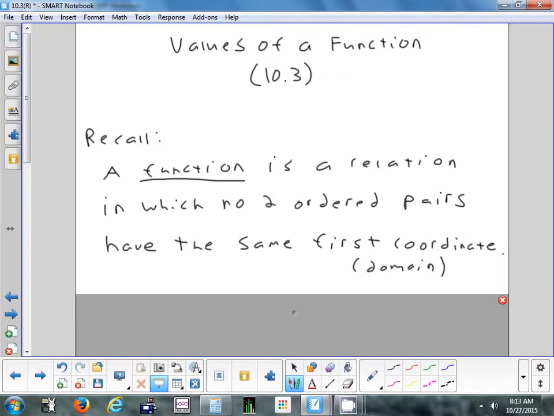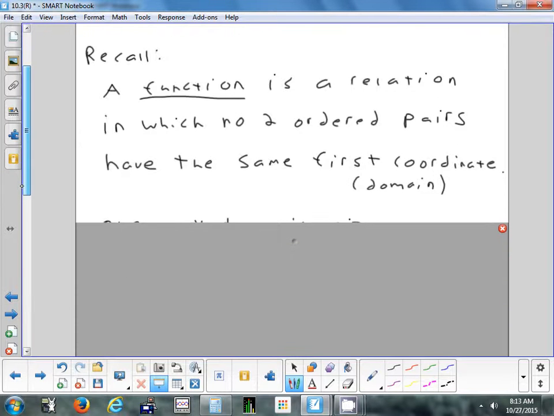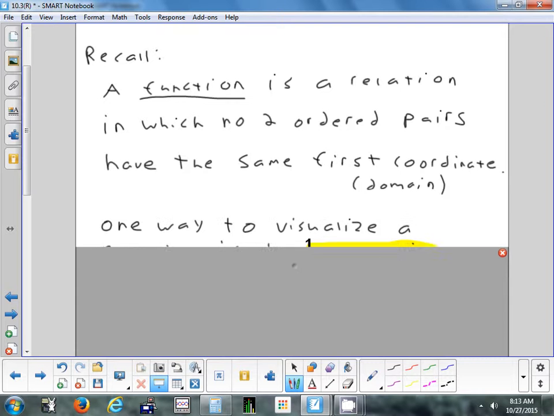Remember, it doesn't matter if that second coordinate repeats. The important thing is if it's the first one. That's all we're looking at for a function. So let's just review from yesterday, reminding you what a function is.